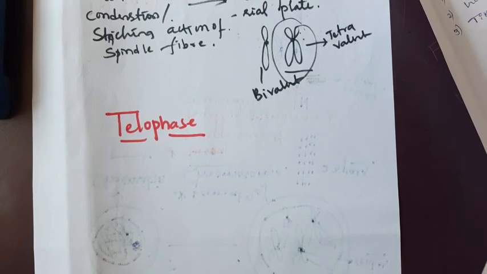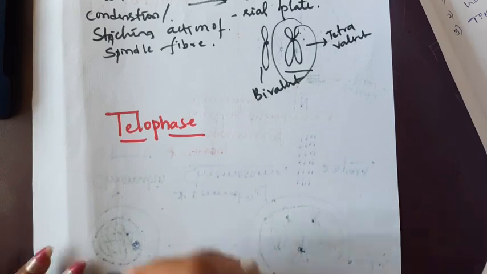Then the spindle fibers, which had formed earlier, start disappearing. Then the nucleus and nucleolus, the nuclear membrane, start reappearing. Okay, I will draw here.